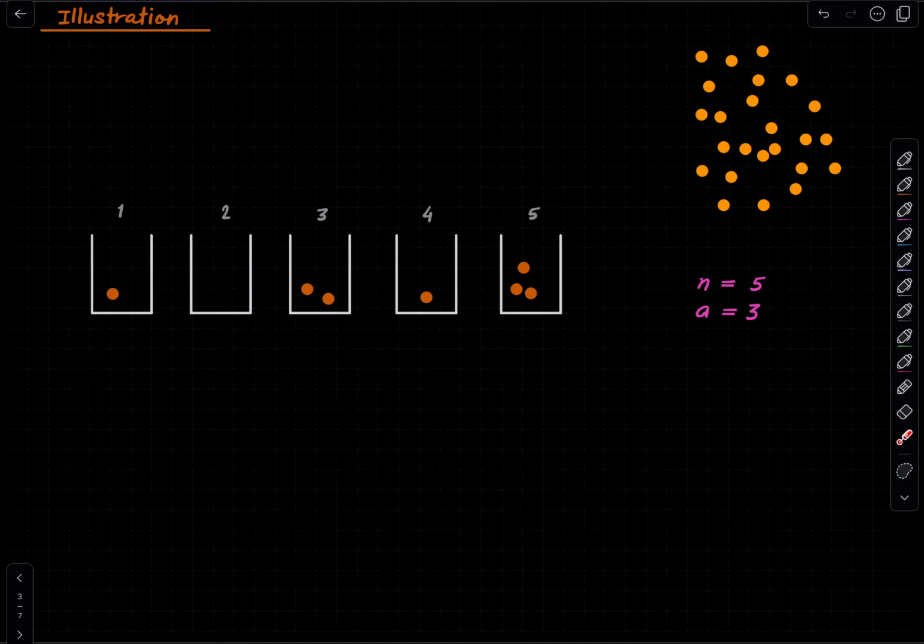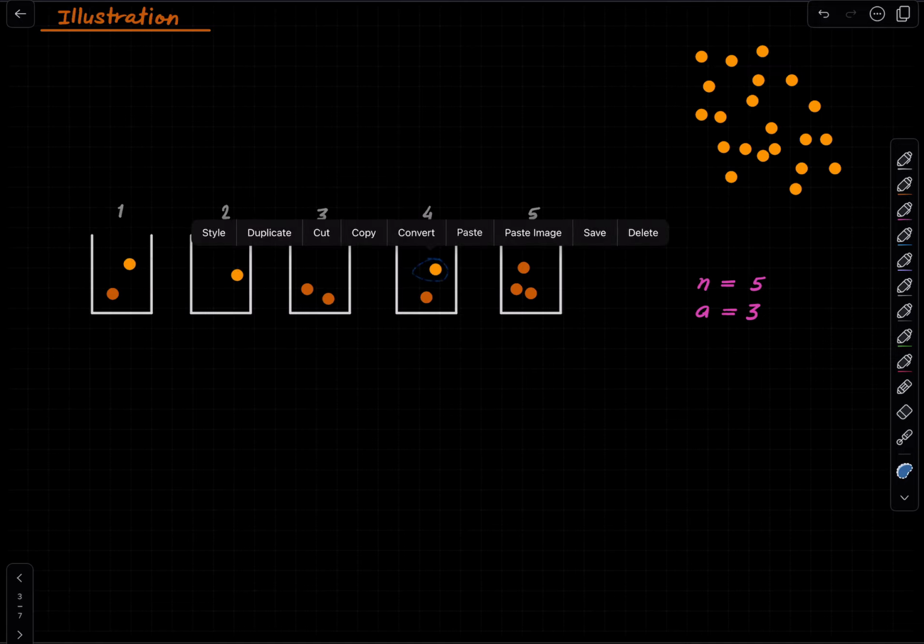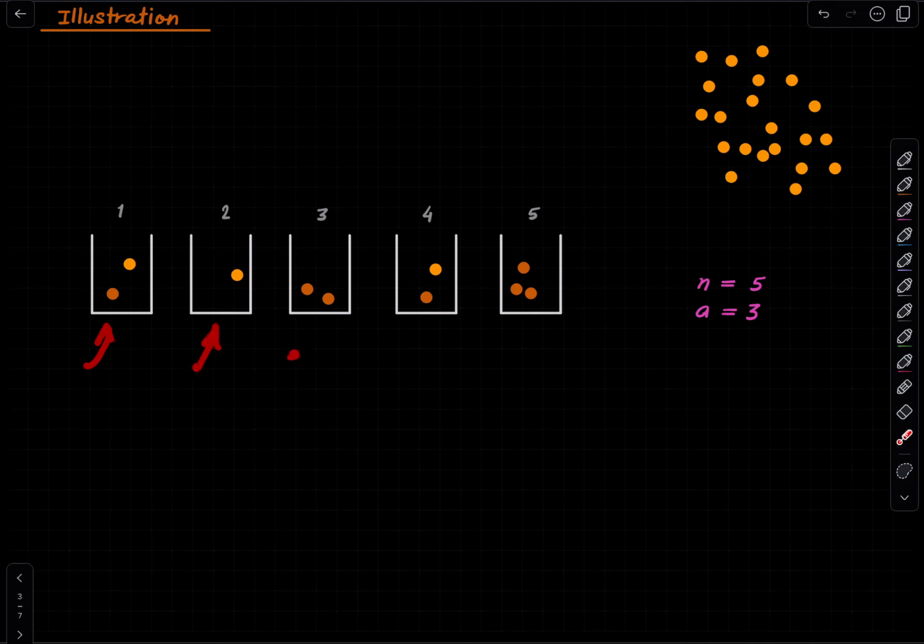So this is the initial configuration of balls. The adversary has chosen this, and now Alice is challenged to equalize the number of balls in each bin. What she's allowed to do is choose 3 of the bins and add 1 ball to each of them. So in the first step, she might choose to add 1 ball to these 3 bins. Still, equalization hasn't happened. This has 2 balls, this has 1 ball, 2, 2, 3. So everything is not equal. So she might then choose to add 1 ball here, 1 ball here, 1 ball here.